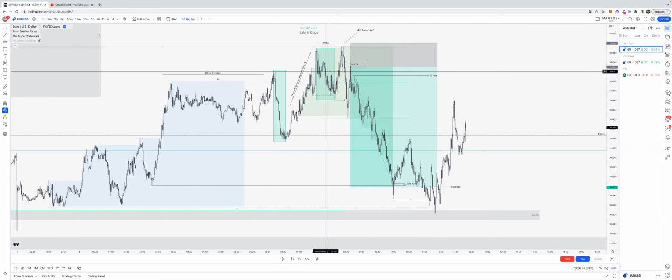So a loss here, which could maybe have been avoided, but it fitted the entry drill, so I took the trade, and then the win here. That's the case study.